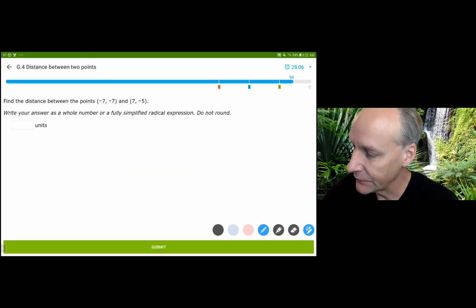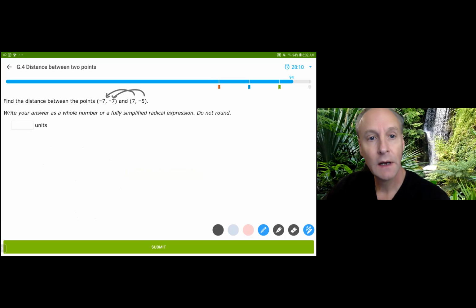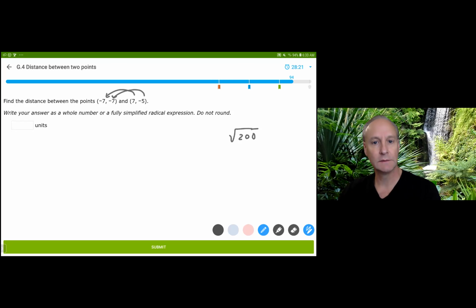And this one has a difference of 2. And this one has a difference of 14. 196 and 4 makes 200. Now 200 is one of those weird ones that's really easy to take the square root of. The square root of 200, or reduce the radical, sorry. The square root of 200 is 100 times 2.